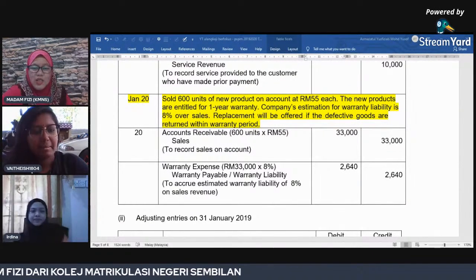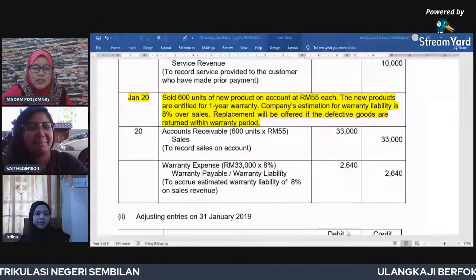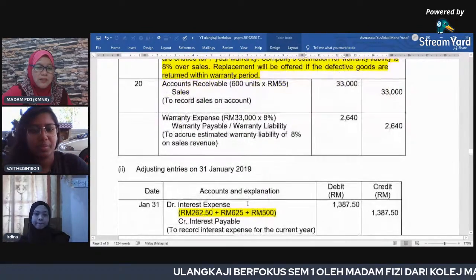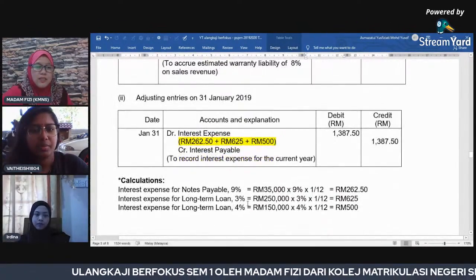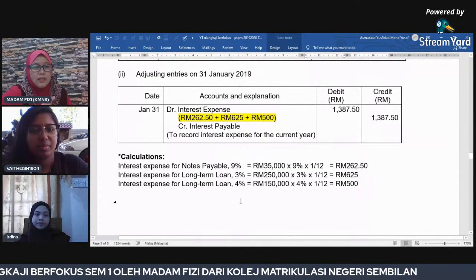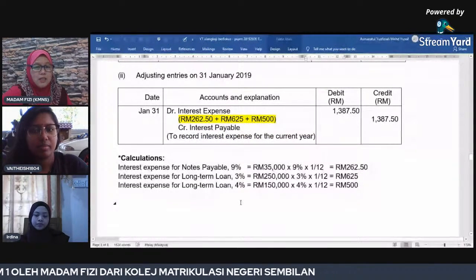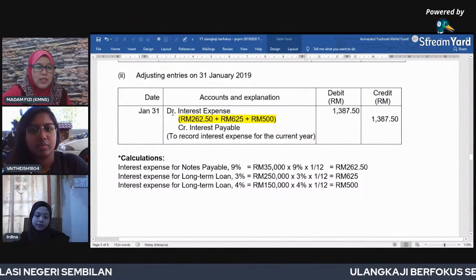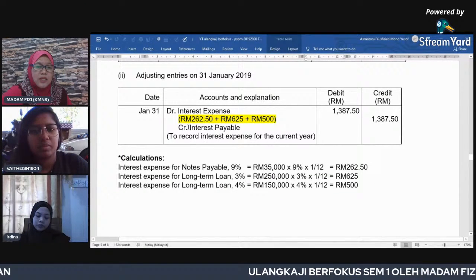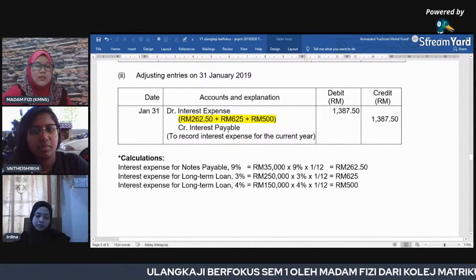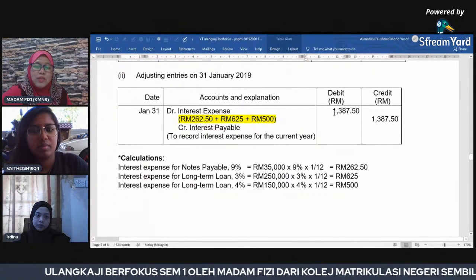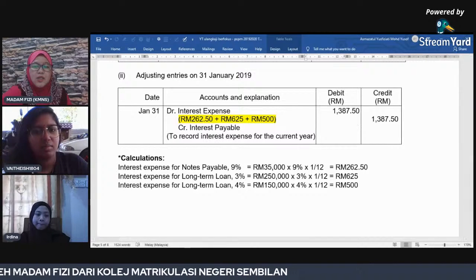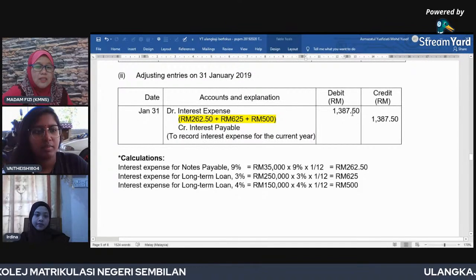Okay, now we look at question 2. That is the adjusting entries. What are the adjusting entries for liability? Adjusting entries for liability is interest expenses. So the journal entry is debit interest expenses and credit interest payable. The answer is 1,387 and 50 cents. How did you get the amounts?